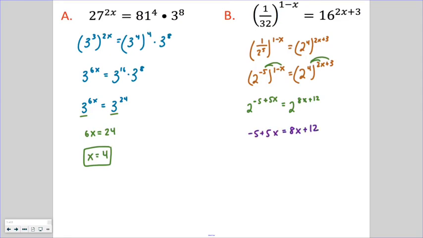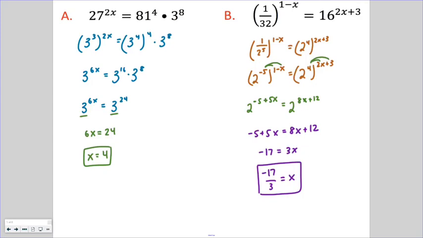So I'm going to get everything with an x on one side, everything without an x on the other side, and then just divide by 3. So x is equal to negative 17 over 3. Again, x was in the exponent. We can have negative exponents, so x can be negative.